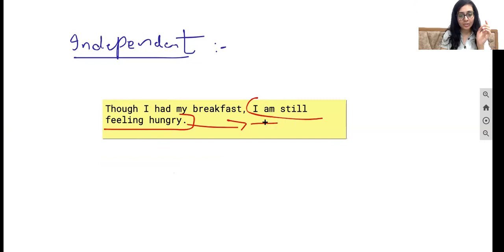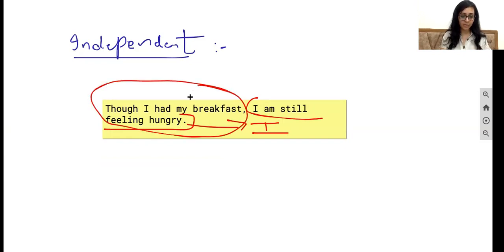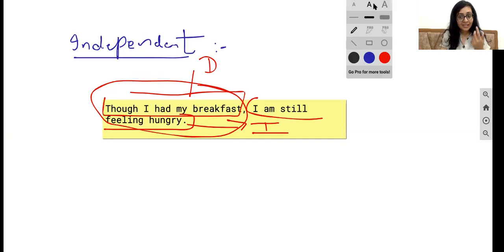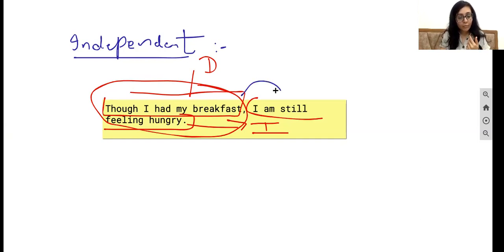It is an independent clause. Why is it an independent clause? It makes sense on its own. It's not incomplete information, right? I'm still feeling hungry. But if I say just this much, though I had my breakfast, it's a dependent clause. Why is it dependent? Because separately I cannot use that sentence, though I had my breakfast, full stop. Will it make sense? No. It needs some information to make complete sense, to give a complete idea. So if I read this much only, though I had my breakfast, then what? It's a dependent clause. It needs some more information to complete.